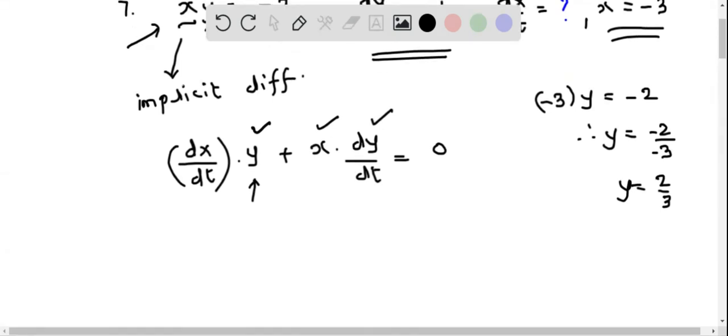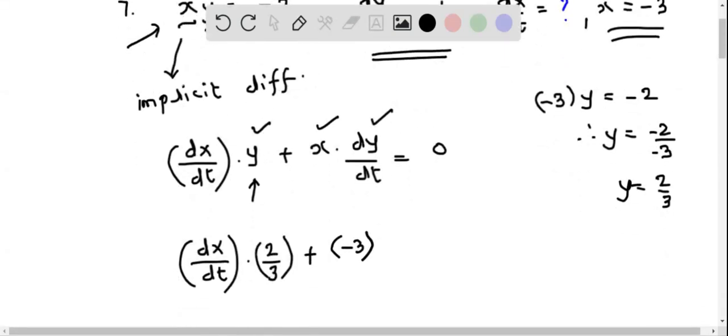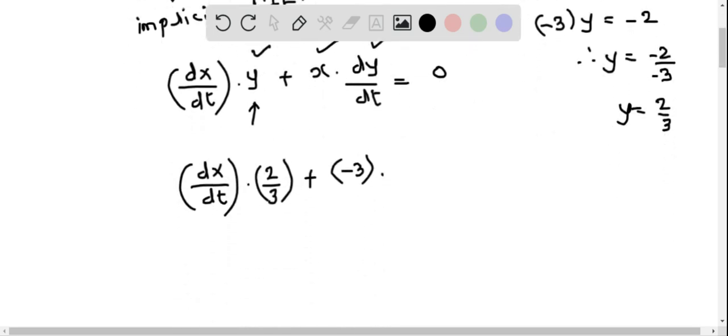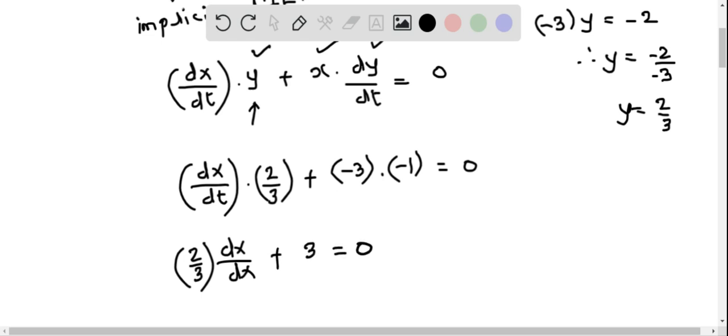So let's plug in the values. I write this dx over dt as it is, multiplied with y, which is 2 thirds, plus x, which is negative 3, times dy by dt, which is negative 1. So I plug in negative 1 for this, and this equals 0. So this simplifies to 2 thirds of dx over dt, plus negative 3 times negative 1, which is positive 3, and this equals 0.